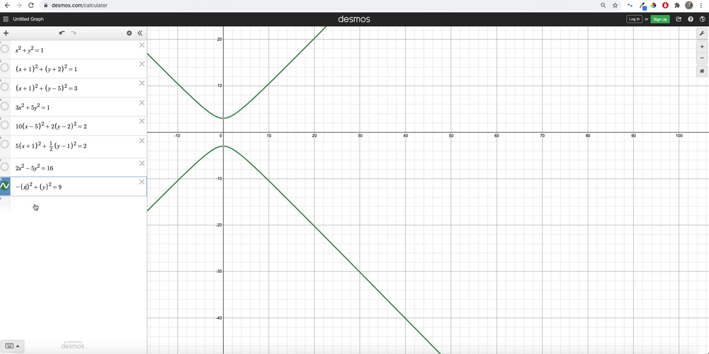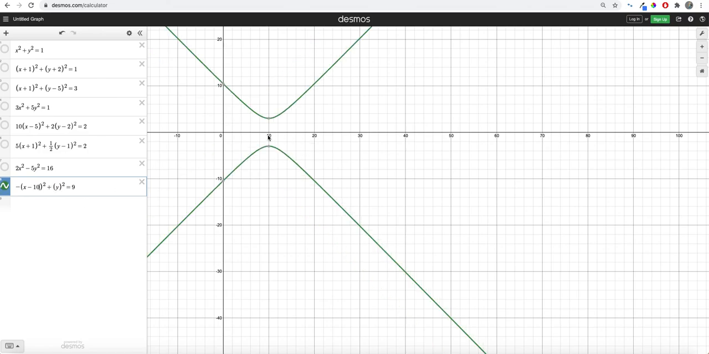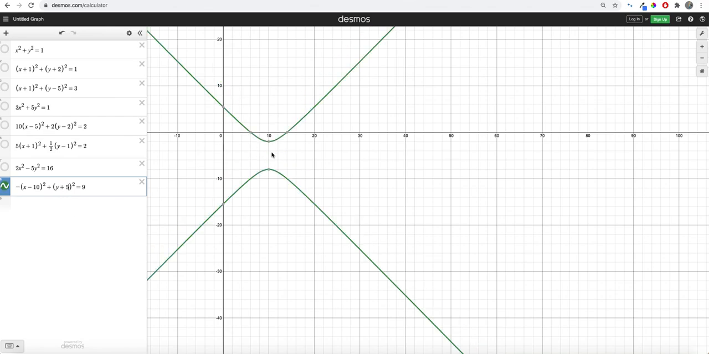So if I want to move it to the right 10, I'm just going to say -10. So see how it moved there. And then if I want to move it down 5, I'm going to say +5 because it's counterintuitive. Plus on the y goes down, negative on the y goes up, positive on the x goes left, negative on the x goes right.